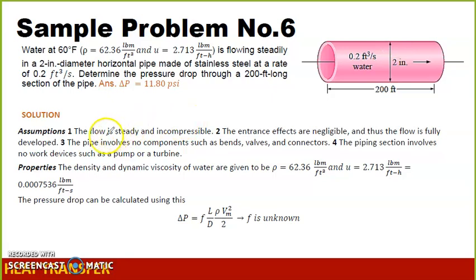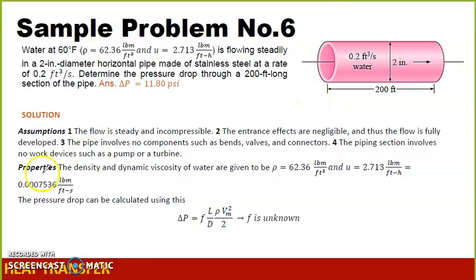So these are our assumptions. The flow is steady and incompressible. The entrance effects are negligible, so the flow is already fully developed in this particular section of the pipe. The pipe involves no components like bends, valves, and connectors. The piping section involves no work devices such as a pump or a turbine that would eventually add more heat or decrease heat.